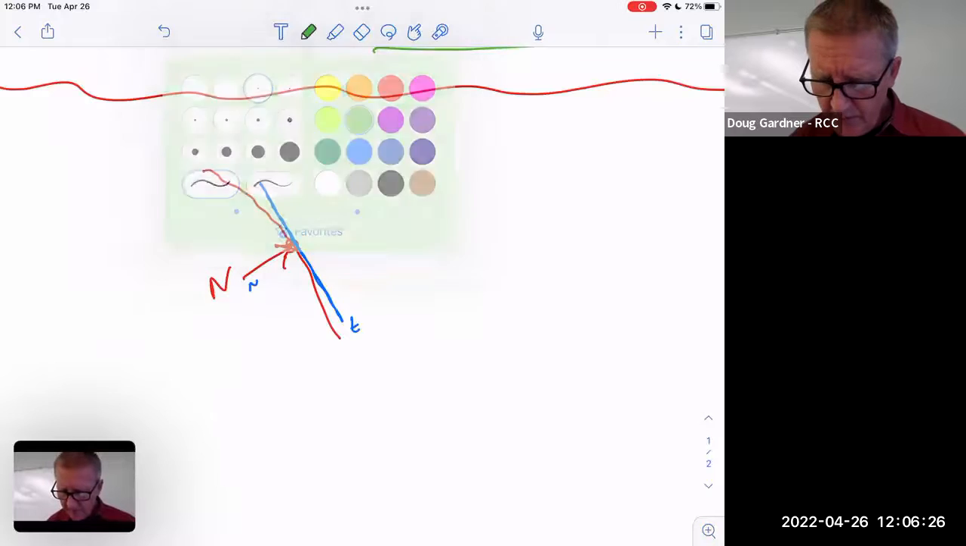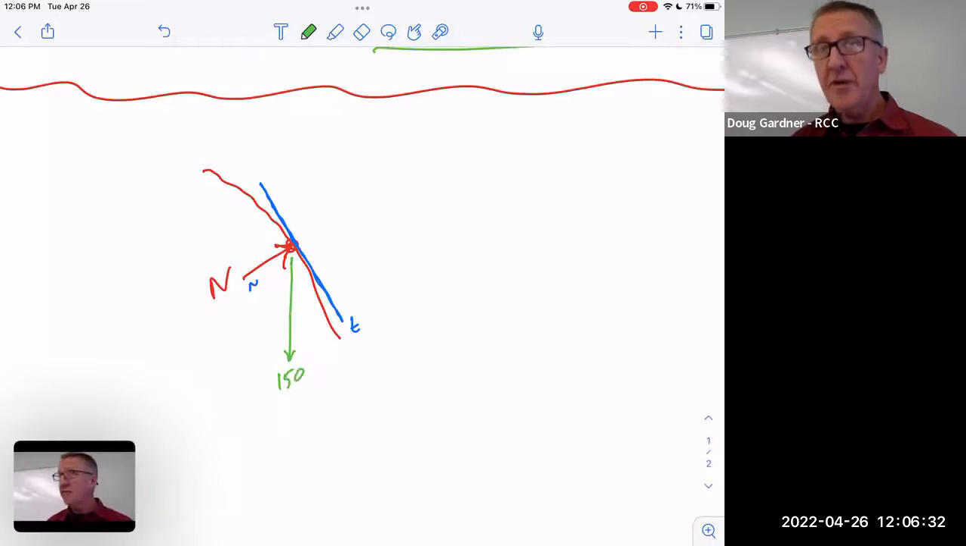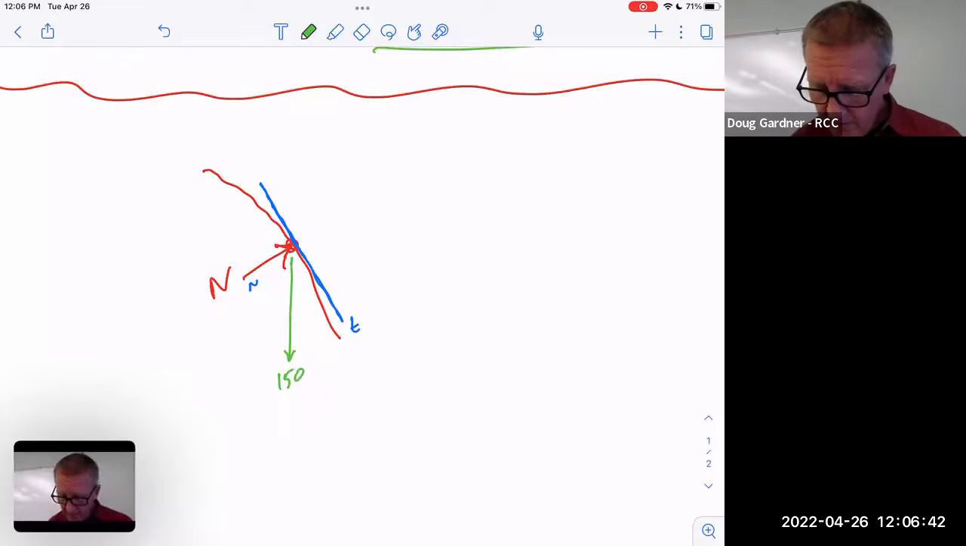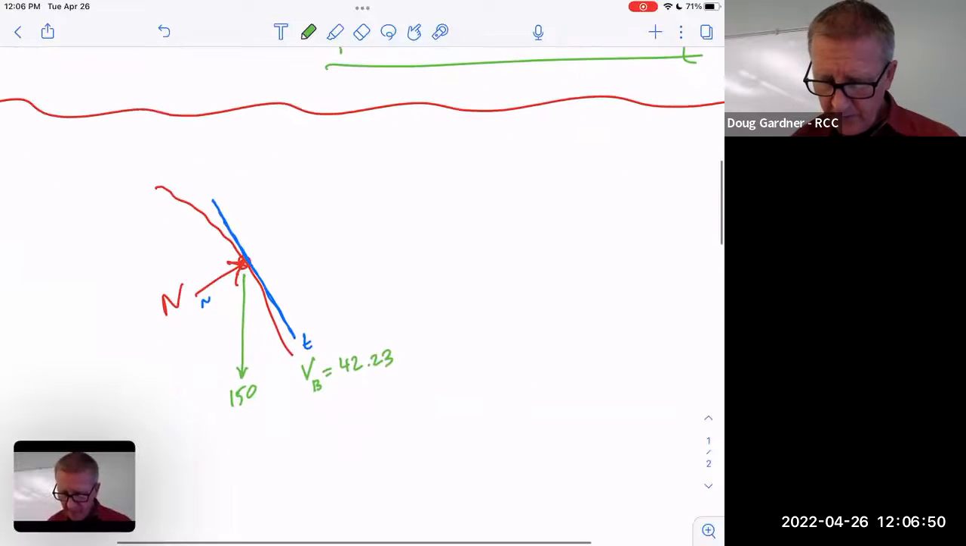So let's see, what do I know? I know my weight. And again, I'm happy to be in our system here because I can just say 150 and I don't have to multiply by gravity. So that's 150 pounds. I know my velocity over here. My velocity at B, we said was, and maybe that's helpful. Maybe I don't need to know that, but let's at least write it down. So that's the velocity going in this direction.